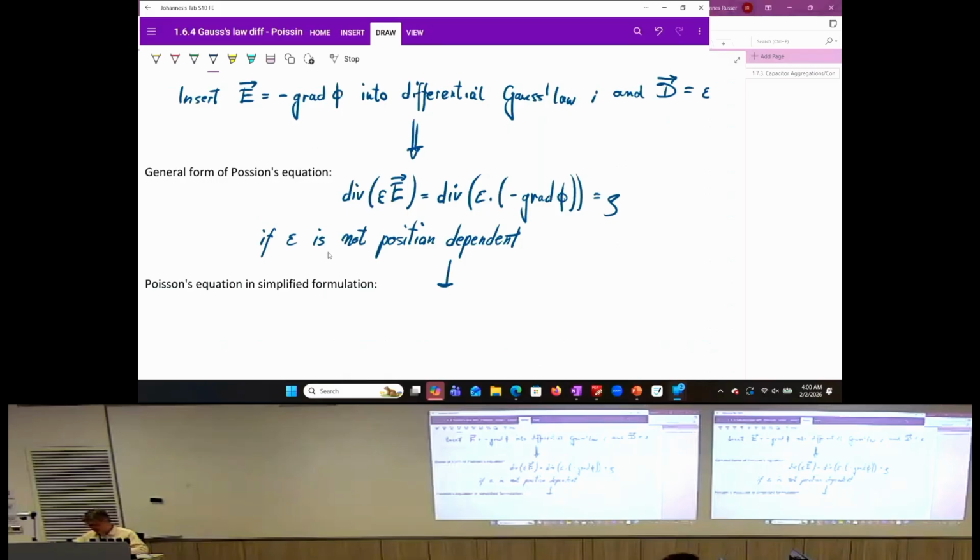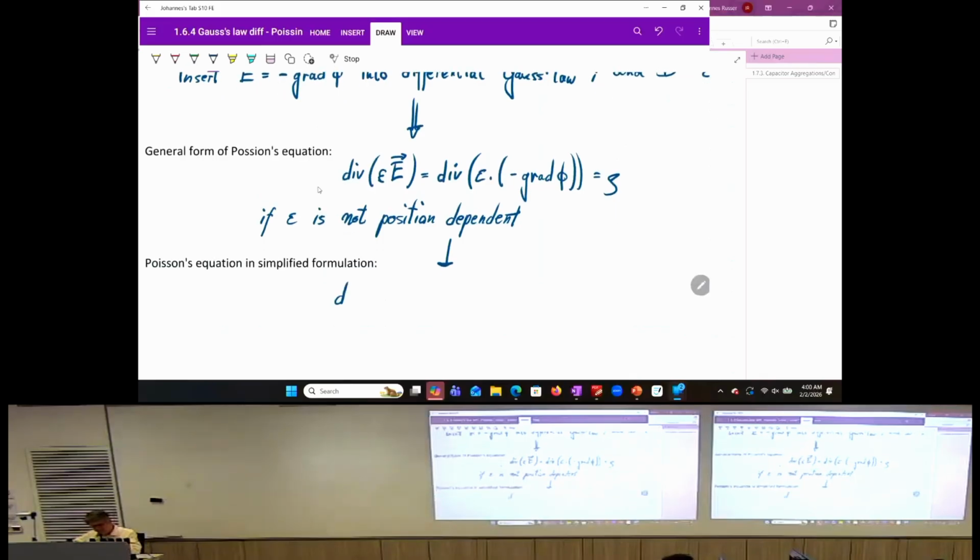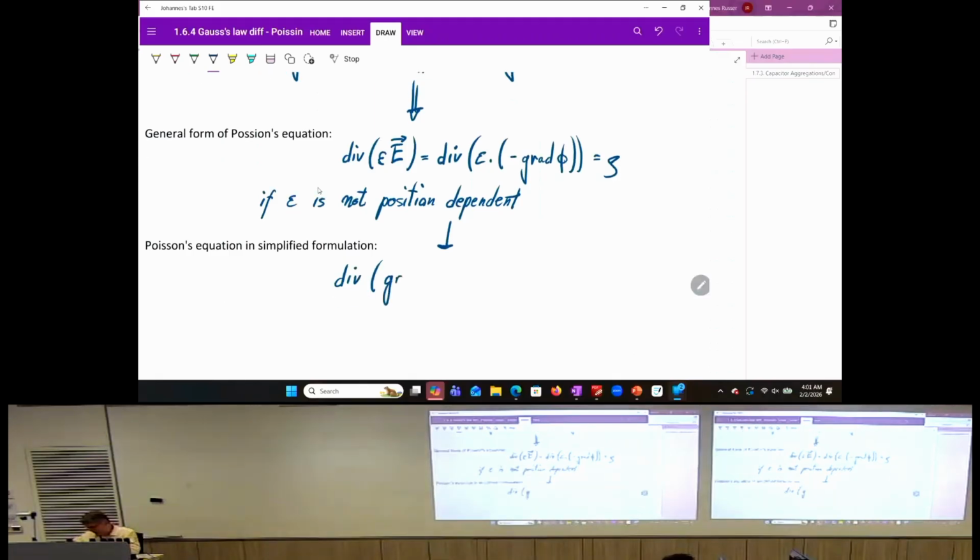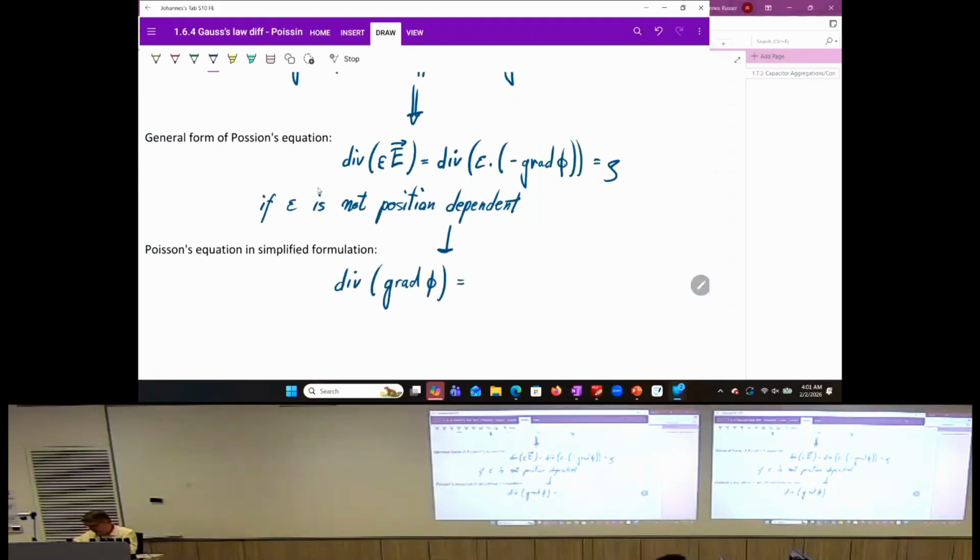Now we simplify that a bit further. This is now the general formulation, what we have seen here, what is called the Poisson equation. And now, if the permittivity is not position dependent, then we write this Poisson equation as divergence of gradient of phi is equal to minus rho divided by epsilon. So you see the minus, we just shifted to the other side.